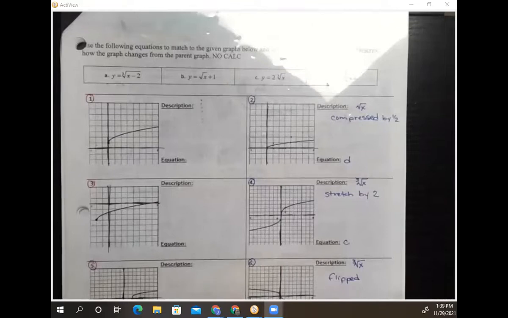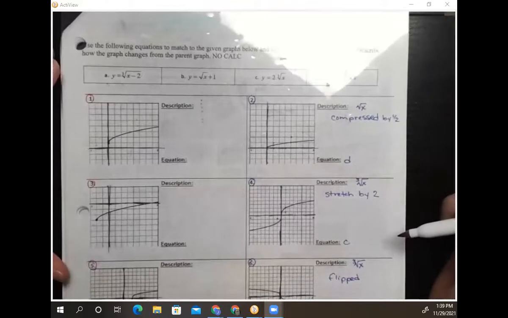So I'm going to start the way that I did last time when we worked through these problems. I want to identify what type of function I'm looking at, give a description of how it's been modified so that I can determine what that equation would look like.